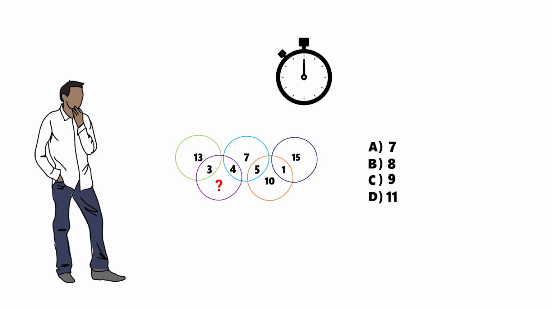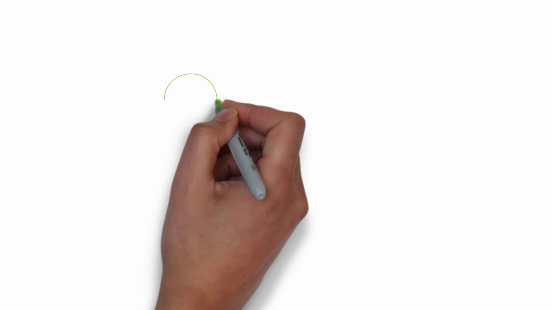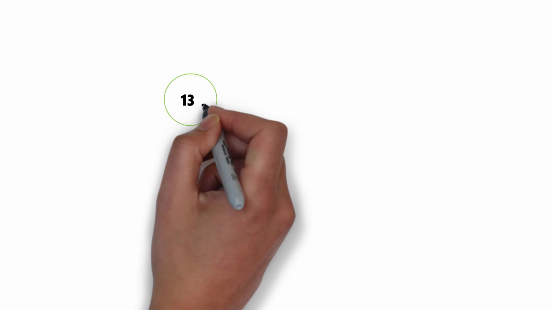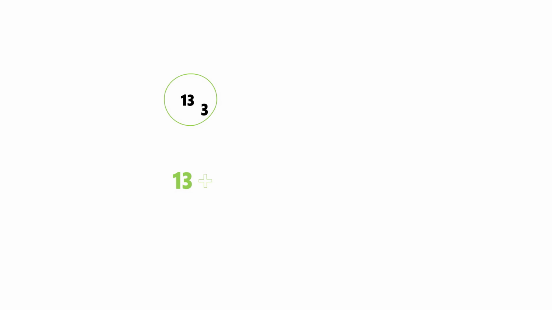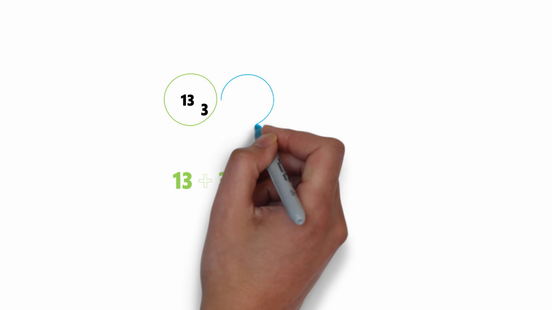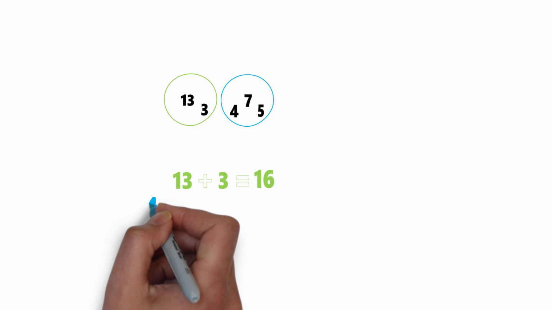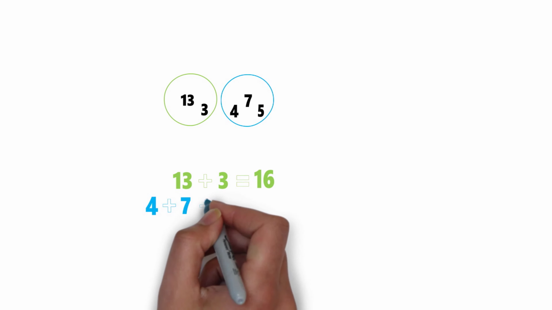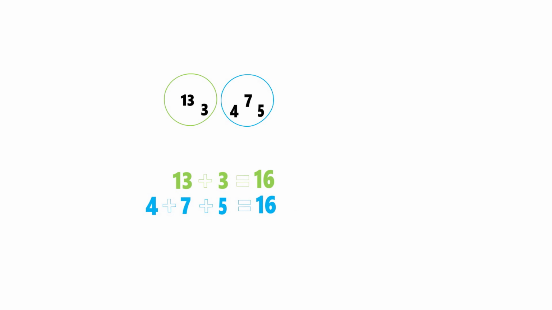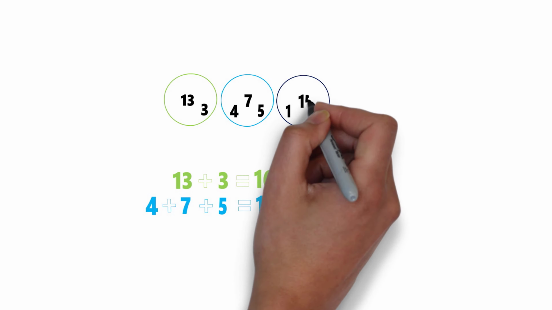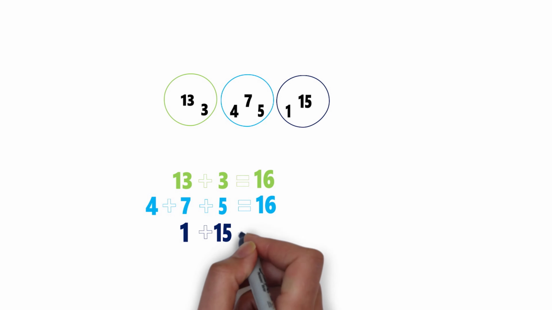As you might have figured out by now, the sum of the numbers in each circle adds up to 16. For example, let's look at the green circle. We have numbers 13 and 3, and 13 plus 3 equals 16. In the blue circle, we have numbers 4 plus 7 plus 5, and all of them add up to 16. In the black circle, we have 1 and 15, which also adds up to 16.